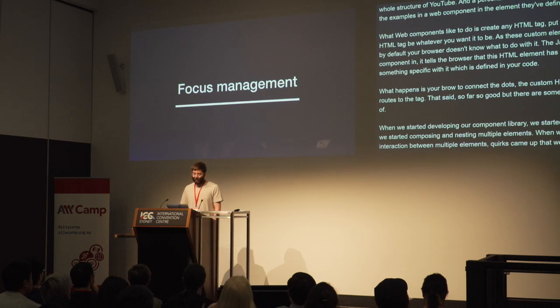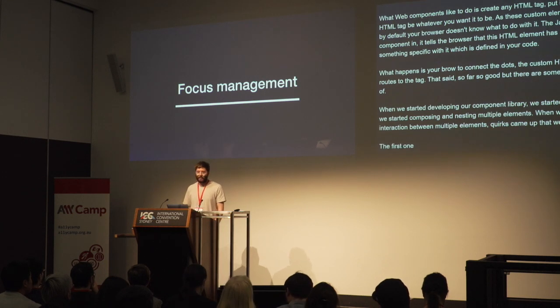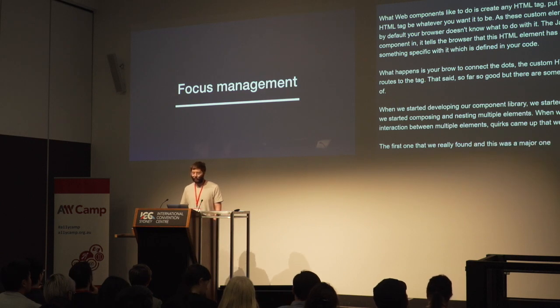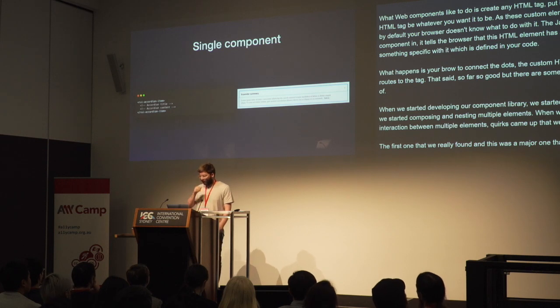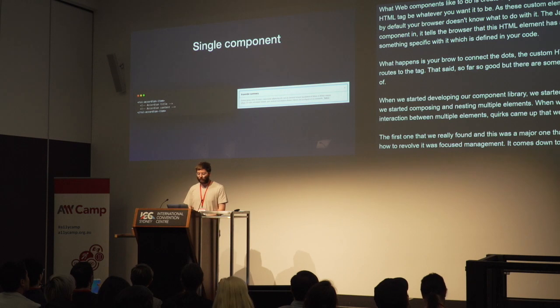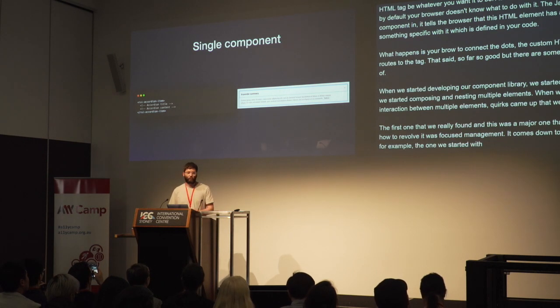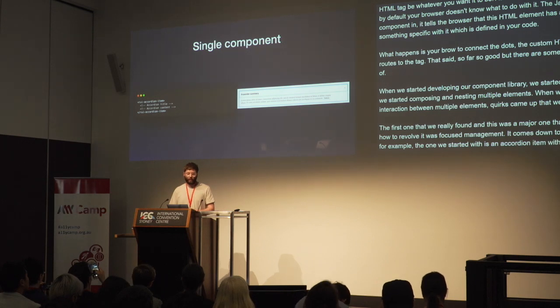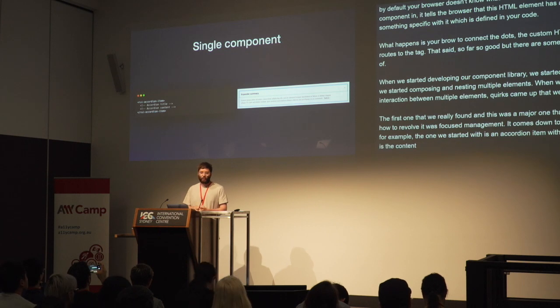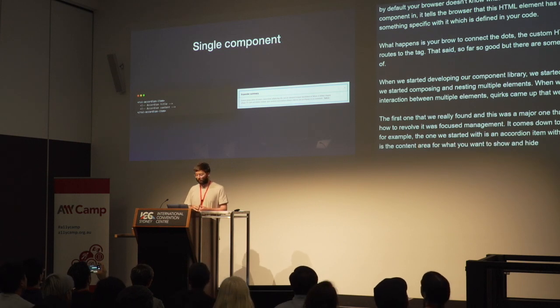The first one that we really found, and this was a major one that also took quite a while for us to figure out how to resolve, was focus management. What it comes down to is that if you write a single component, for example, the one we started with is an accordion. In a single accordion item, we have two children. One is the title for the button, and one is the content area for what you want to show and hide. So this component works exactly as expected.